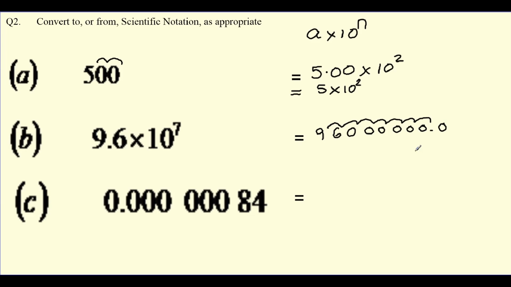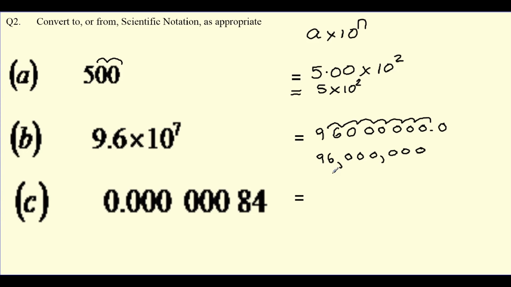So I'm just going to rewrite this number. So that's 1, 2, 3, 1, 2, 3, 6, 9. So 96 million. 9.6 times 10 to the power 7 is 96 million.